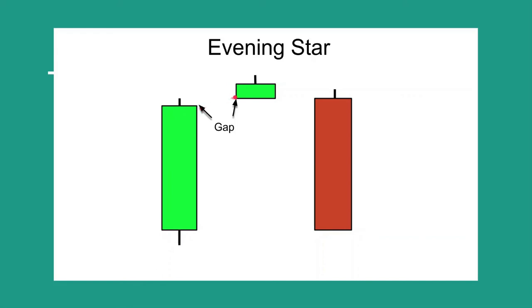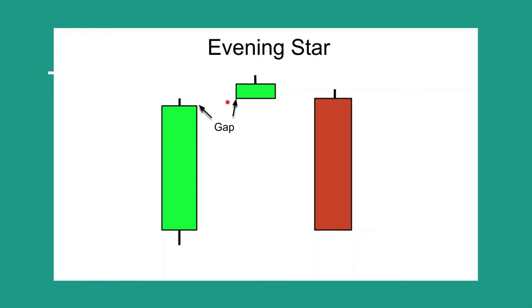There is a gap here, but again, I should remind you, in the crypto charts, you cannot see this gap. Usually there is no gap. So the star's real body, it can be either red or green, it doesn't matter.